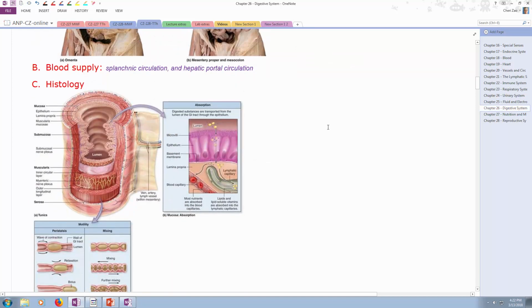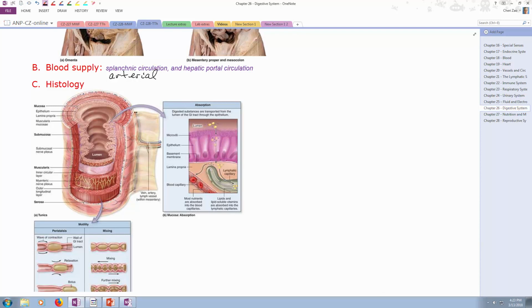Now, blood supply. This is what I want from you. I want a knee-jerk reaction. Like when I say, what's the most common cartilage in your body, you all know to say, hyaline cartilage. When you hear the word splanchnic circulation, think arterial gut. Okay, so splanchnic circulation is the arterial side of blood supply to our gastrointestinal tract and related organs.